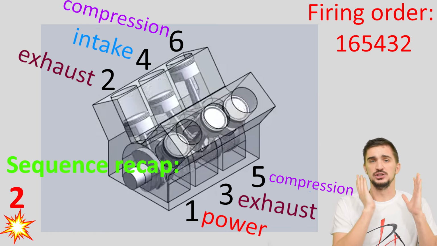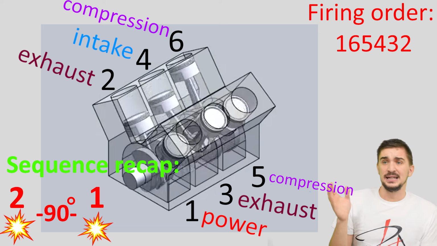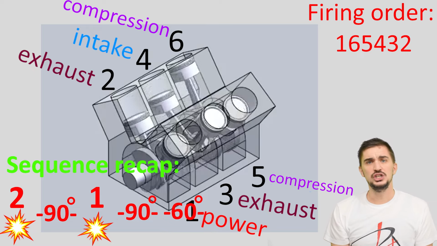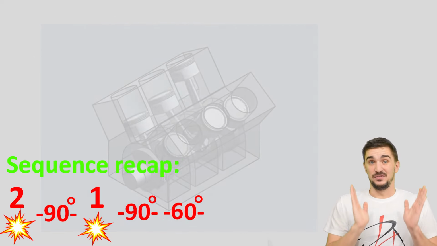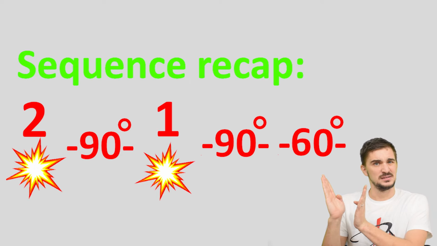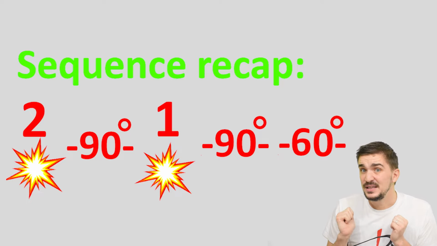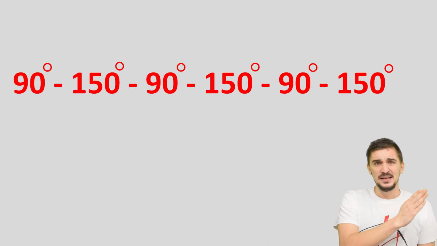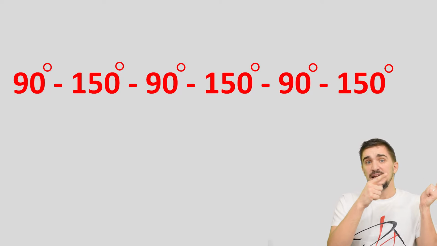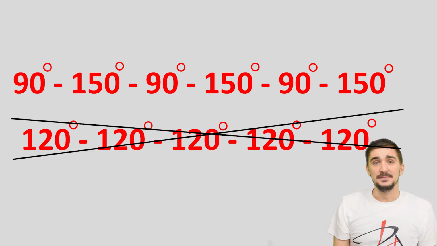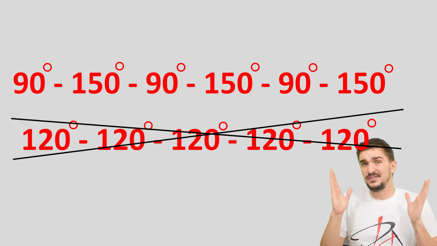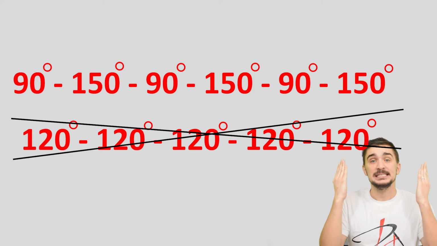So let's do that. We fire 2, we rotate 90, we fire 1, and then we rotate 90, and then we rotate another 60 to fire cylinder 6. And we just made a boo-boo. Why? Because our first firing interval was 90 degrees, and then our next is 90 plus 60. That's 150. That means our firing interval is 90, 150, 90, 150, which means it's odd. It isn't even like 120, 120, 120, 120. An engine naturally wants to have equal spacing between each firing event. If it doesn't have that, it runs rough.